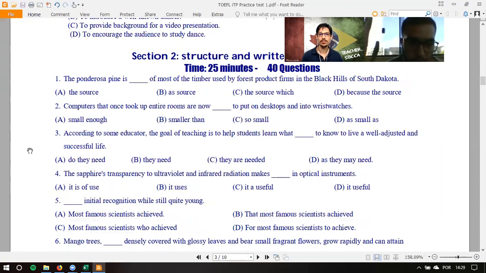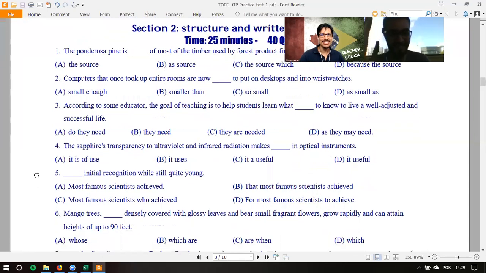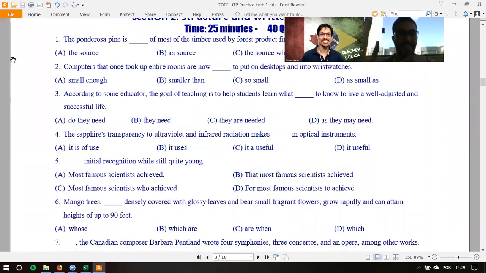Computers that wants. Letter A. Great. Got that. Number 3. Letter B. What they need. Yes, great. Number 4.